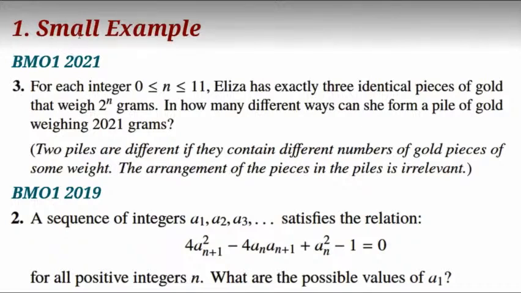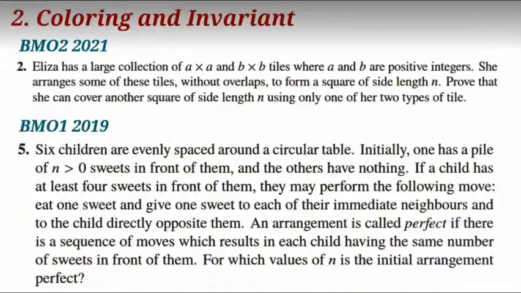For example, first idea, small example. In most years of BMO 1, 2, we see this idea. I will solve 2 problems with this idea, one from BMO 1 2021, one from BMO 1 2019. And after that, second idea, coloring and invariant. I solved 2 problems, BMO 2 2021, problem number 2, and BMO 1 2019.